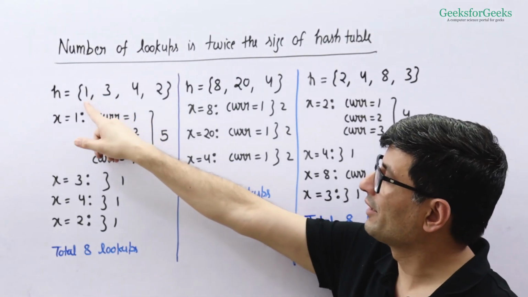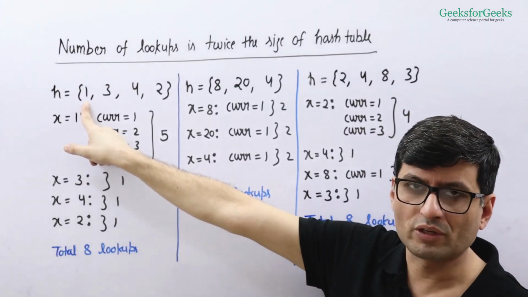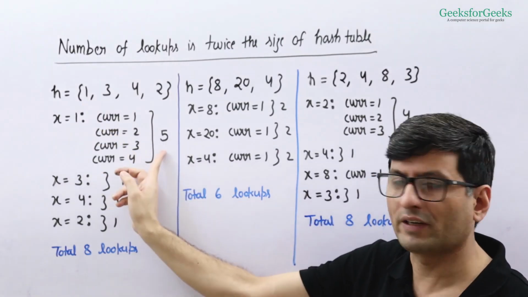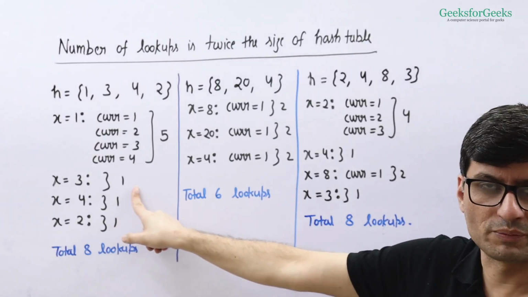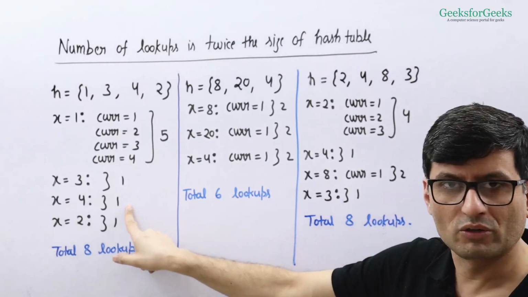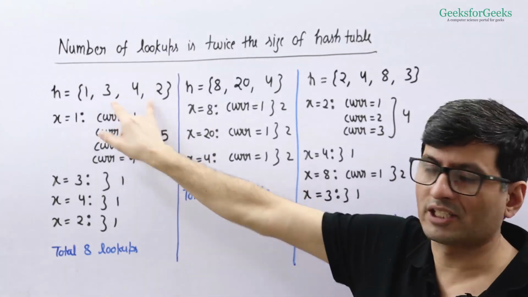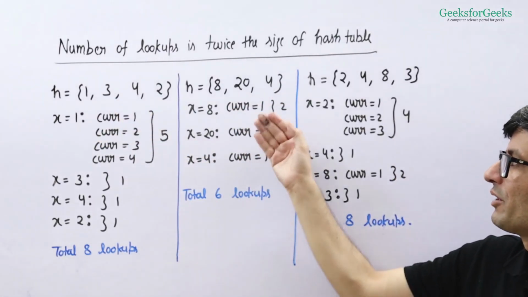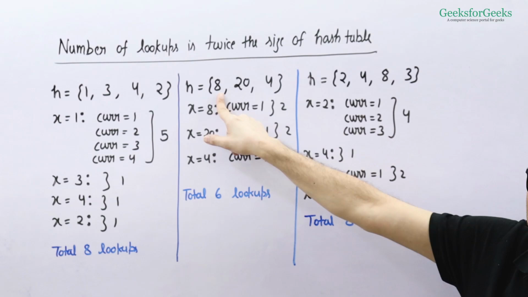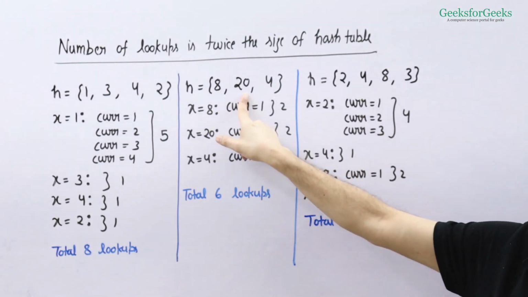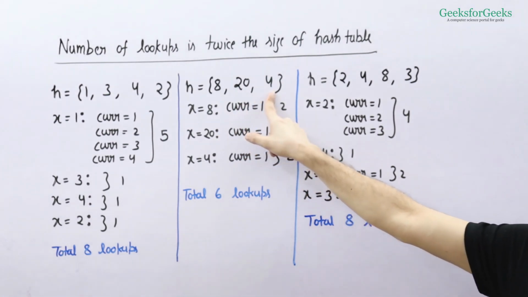For example, here when we go for 1, we look up 0, then 2, 3, 4 and then 5. So we are doing a total of 5 lookups. Here we are doing 1 lookup. We look up 2, we know 2 is present, we ignore it. For 4, 1 lookup. For 2, 1 lookup. So we are doing a total of 8 lookups and we have 4 elements in the hash table. In this example, we are doing 2 lookups for every element. For 8, we look up 7, then 9. For 20, we look up 19 and then 21. For 4, we look up 3 and then 5.